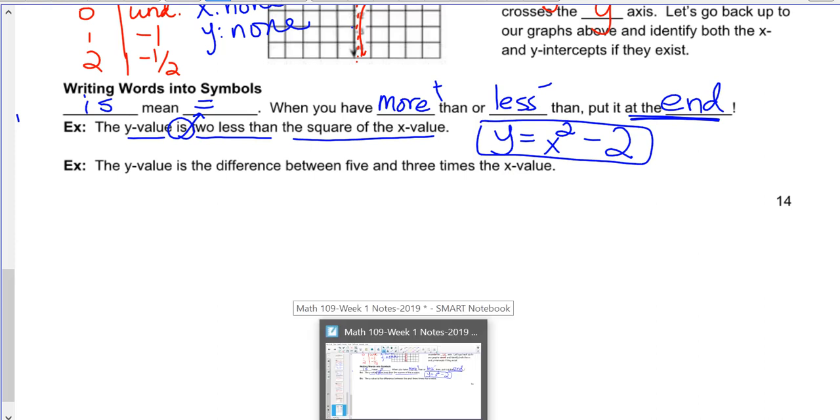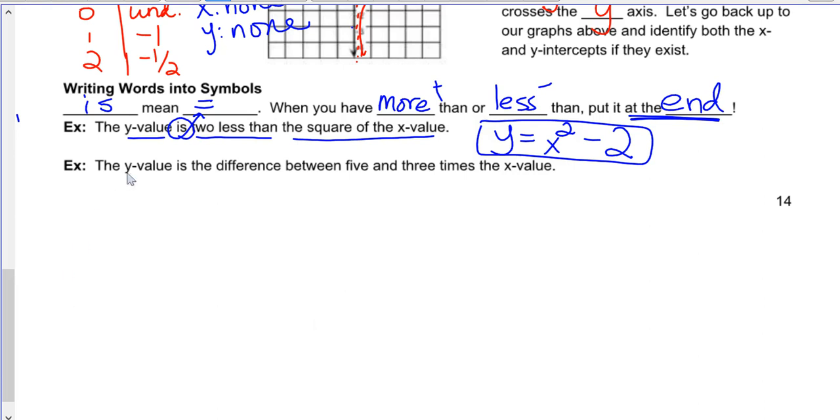And the last one, we have the y value is, so I'm going to say y equals the difference between 5 and 3 times the x value. Now this is a little bit different. It doesn't say more than or less than. We don't have to go at the end. We're going to take it from left to right. It wants to know the difference.